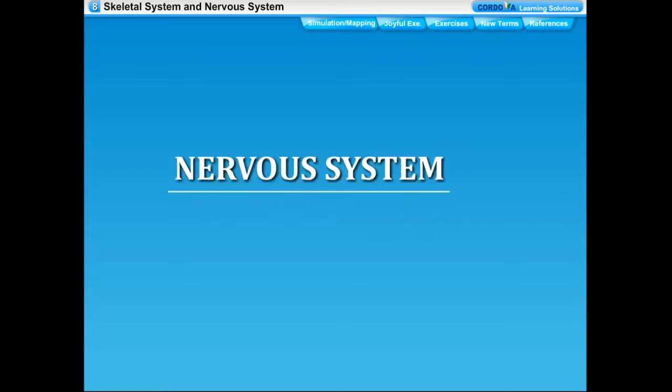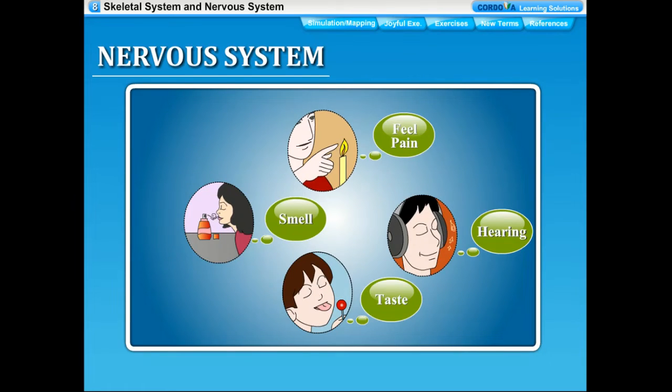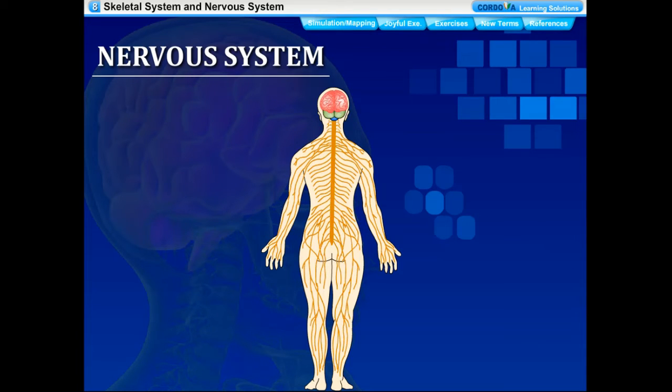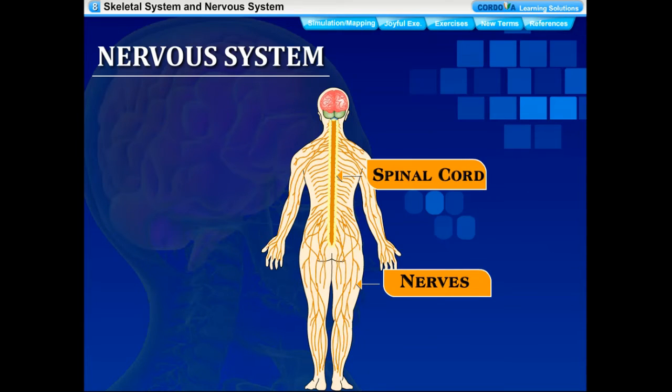Nervous system. Nervous system is one of the most important systems of our body. It controls all other body systems and sense organs. All the activities like walking, laughing, thinking and weeping are controlled by the nervous system. Nerves, spinal cord and brain are three main parts of the nervous system.